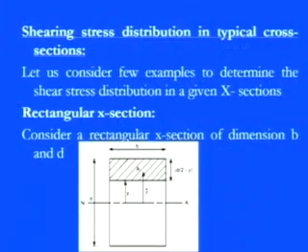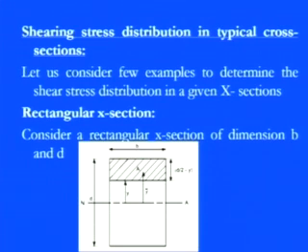That's why in this lecture our main focus is first on what the cross sectional area of a beam is like. We are going to consider two main cross sections: one is the rectangular cross section, and the second is the I section. Then we will check how the shear distribution goes in each. So here, first, the shear stress distribution in typical cross sections. Let us consider a few examples to determine the shear stress distribution in a given cross section.